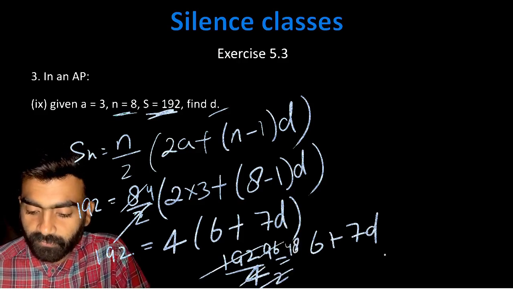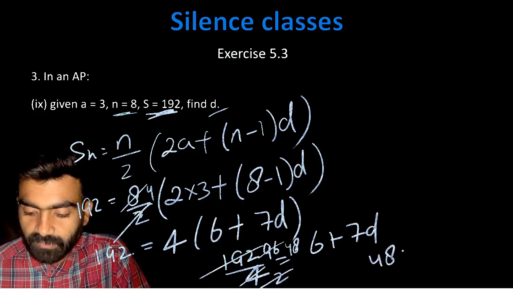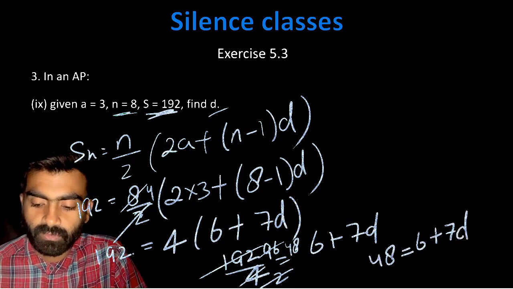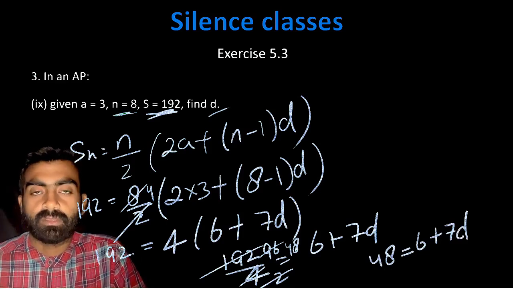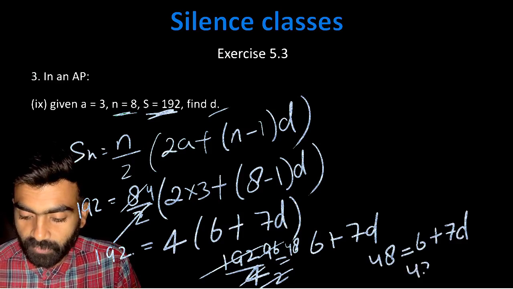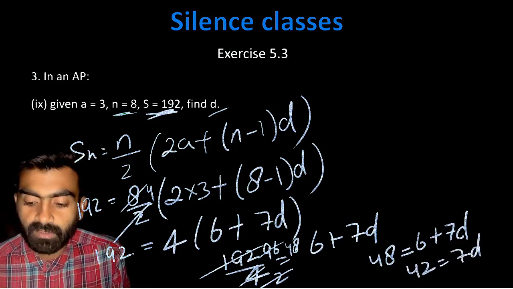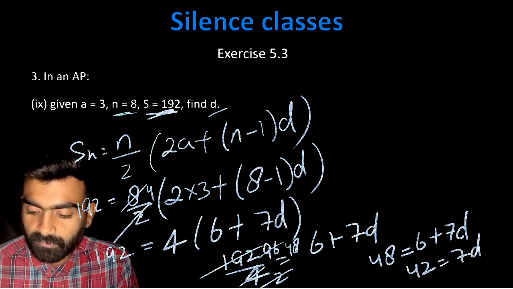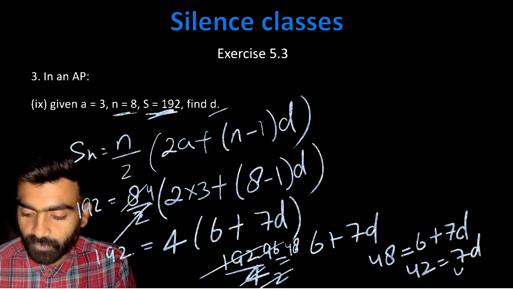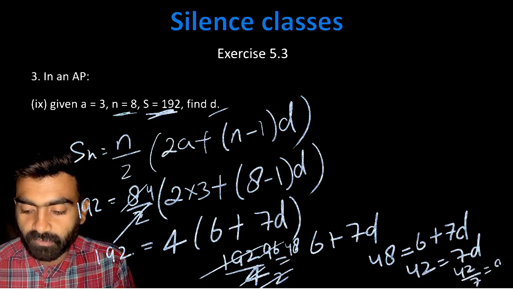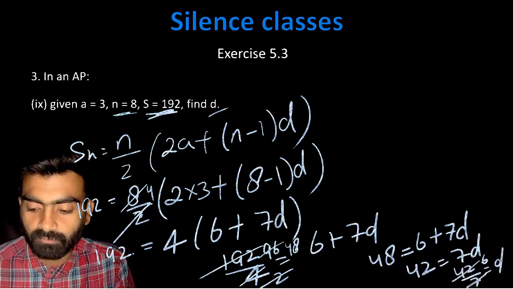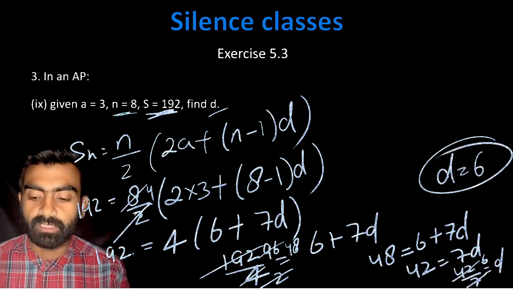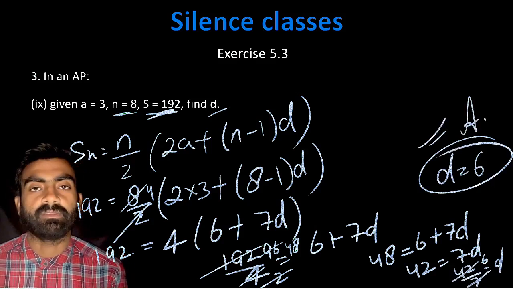So we will get 48 equals 6 plus 7d. We move 6 to the left hand side, so we get 42 equals 7d, and the 7 moves to the left hand side as well. So 42 divided by 7 equals d, and 6 sevens are 42, so we will get d equals 6. This means the common difference over here is 6, and this is the answer.